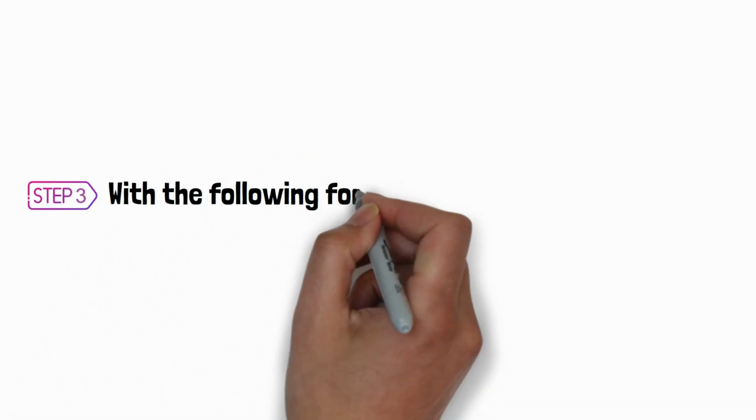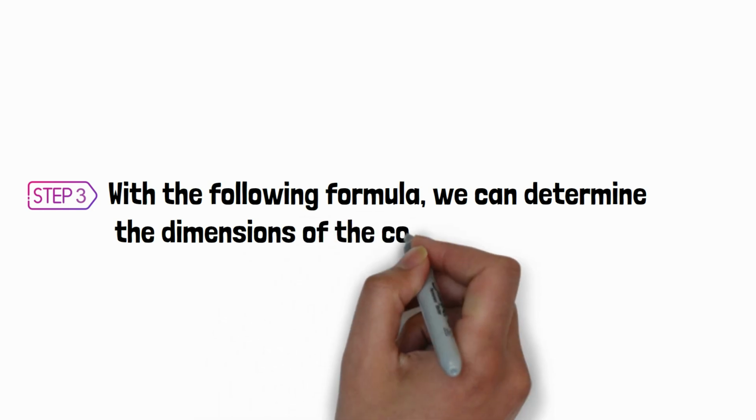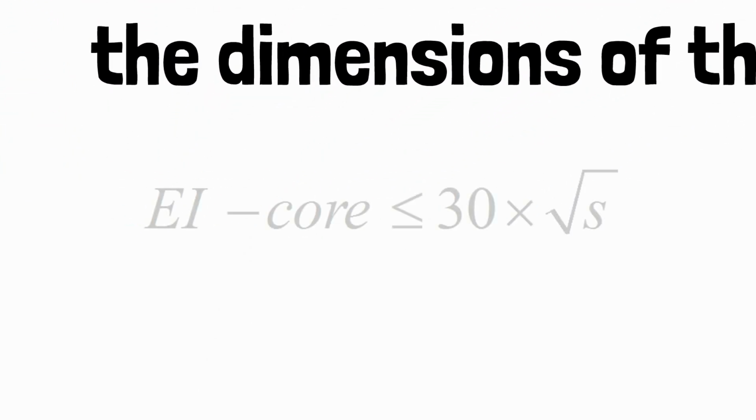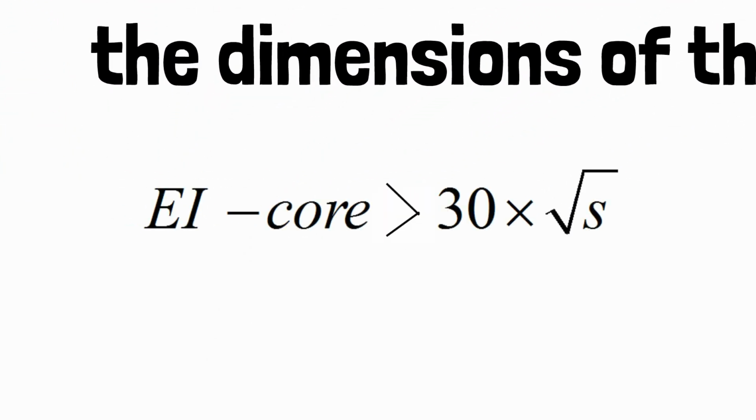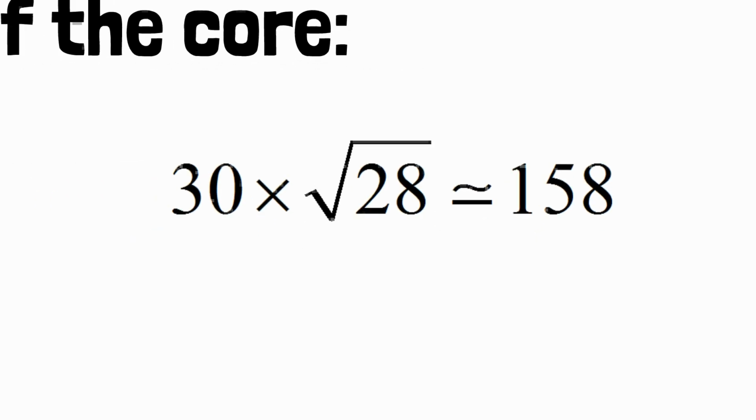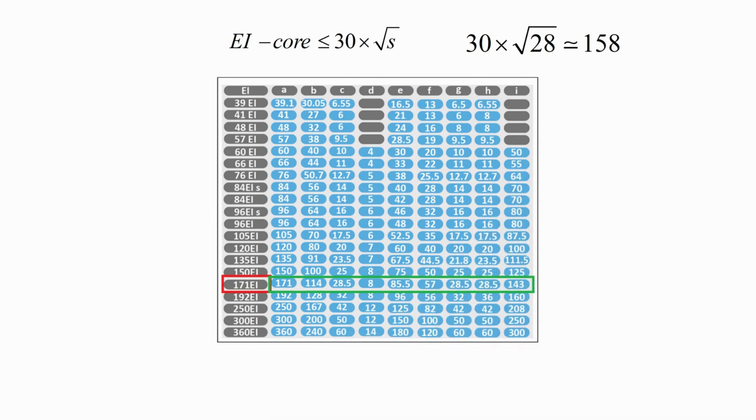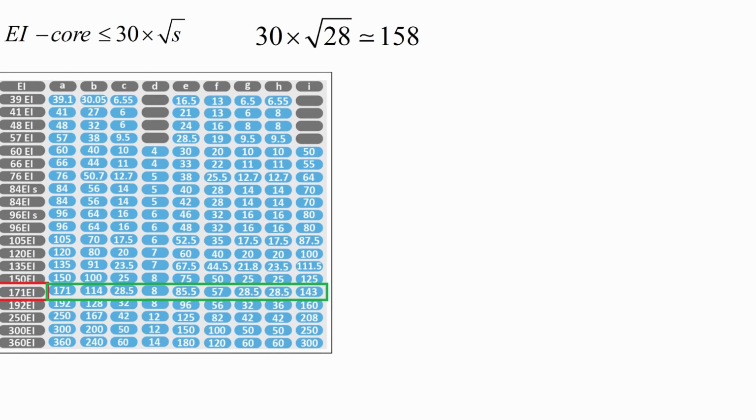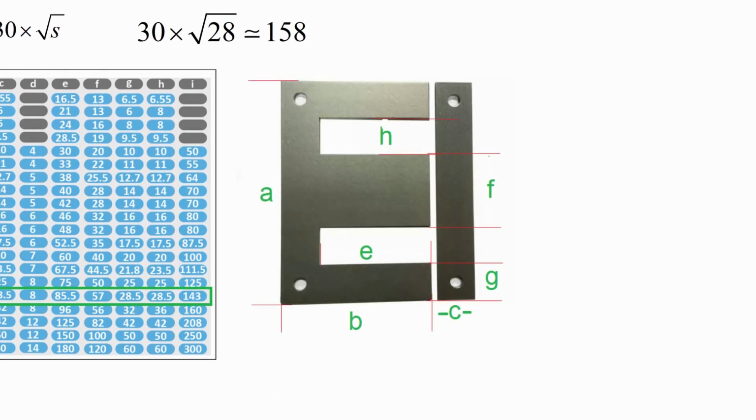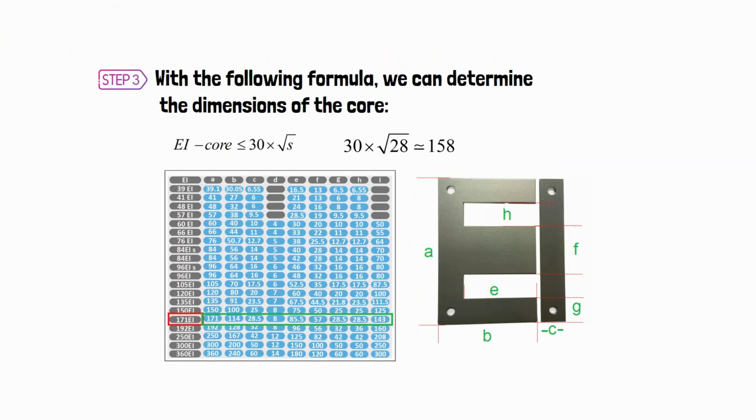Step 3. With the following formula, we can determine the dimensions of the core. The EI core should be greater than 30 plus the square root of S. And as I said before, S is the effective cross-section area of the core. And we can refer to the standard EI table, and the best EI core for my transformer is EI 171.